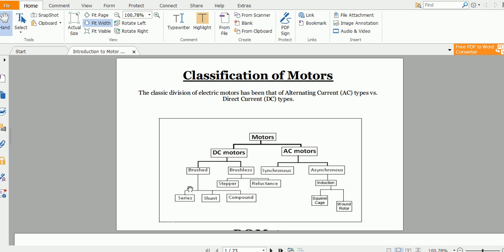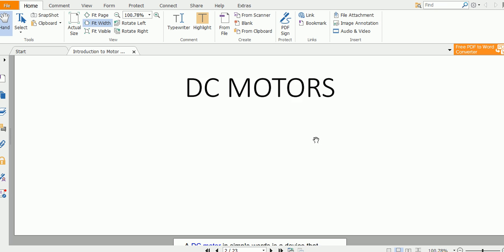For AC motors, we have two types: synchronous motors and asynchronous motors. And in asynchronous, we have the induction motor, which is further classified into squirrel cage and wound rotor. Again, we will discuss these types in the electrical machines and electrical system training program. For the time being, we will only discuss the speed control of motors. So first we will talk about the DC motors.